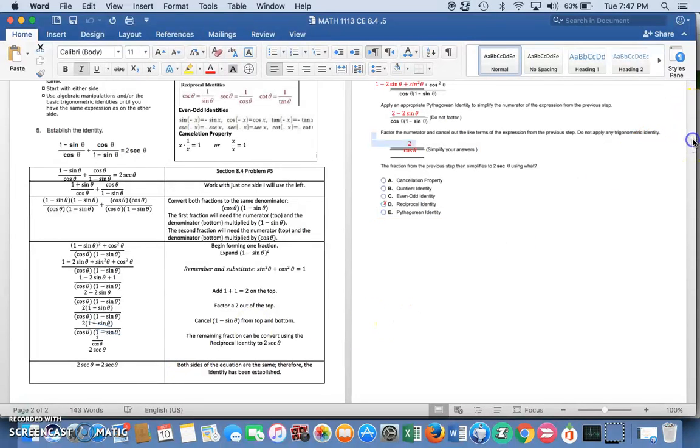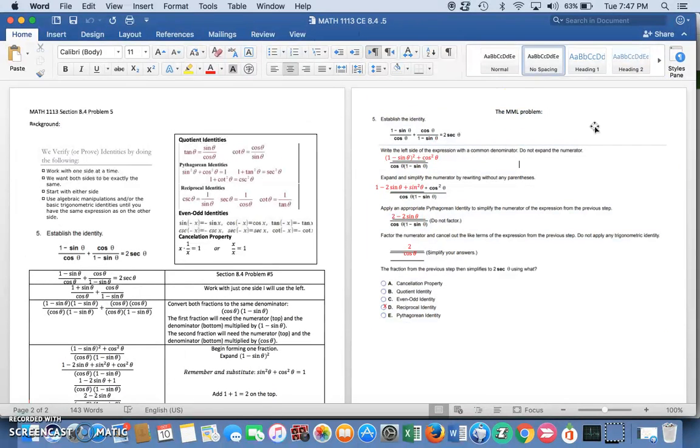Now let's go over here and see what they want with the My Math Lab actual problem over here. All right. What happened with the left side? We ended up with the 1 minus sine quantity squared plus cosine squared. Then it said to kind of simplify that and expand. That would be 1 minus 2 sine plus sine squared. Then we got 2 minus 2 sine theta.